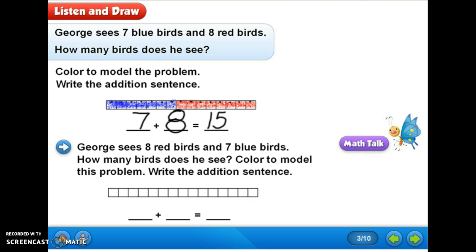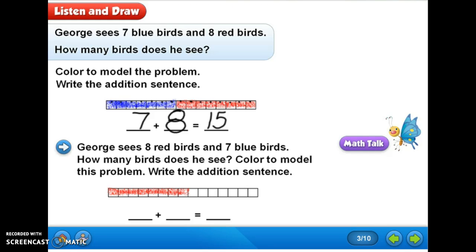Okay, I'm going to get my crayons again. George sees 8 redbirds and 7 bluebirds. How many birds does he see? Color to model this problem. Write the addition sentence. All right, so I know he sees 8 red birds. So I'm going to color 8 squares red. 1, 2, 3, 4, 5, 6, 7, 8. All right, so I'm going to color that red. Remember, if you need more time to color, just press pause and then press play when you're ready.